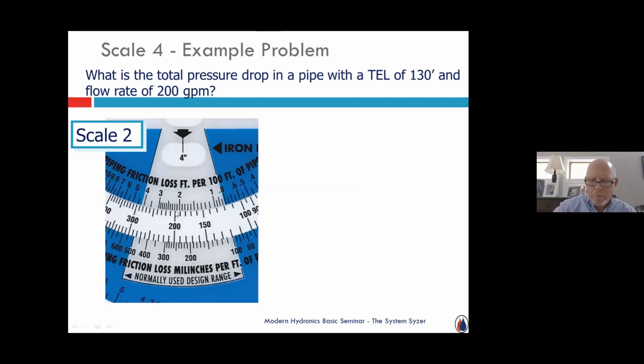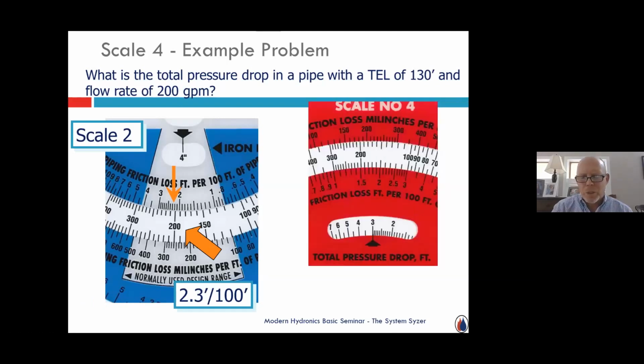And it's a pressure drop of about 2.2 feet for every 100 feet of pipe. And then the question up above is, if I have a TEL of 130, what's the total pressure drop? So then I would take that and I'd go to scale 4. I'd find 2.3 over here, and I'd line it up opposite my TEL, which we said was 130. So 2.6 opposite 130. My total pressure drop, the calculator calculates 3 feet of head loss.